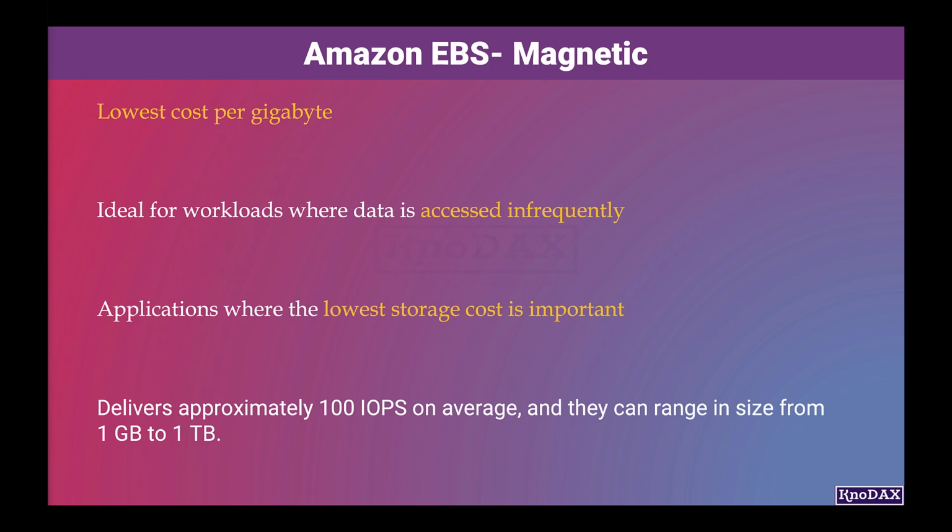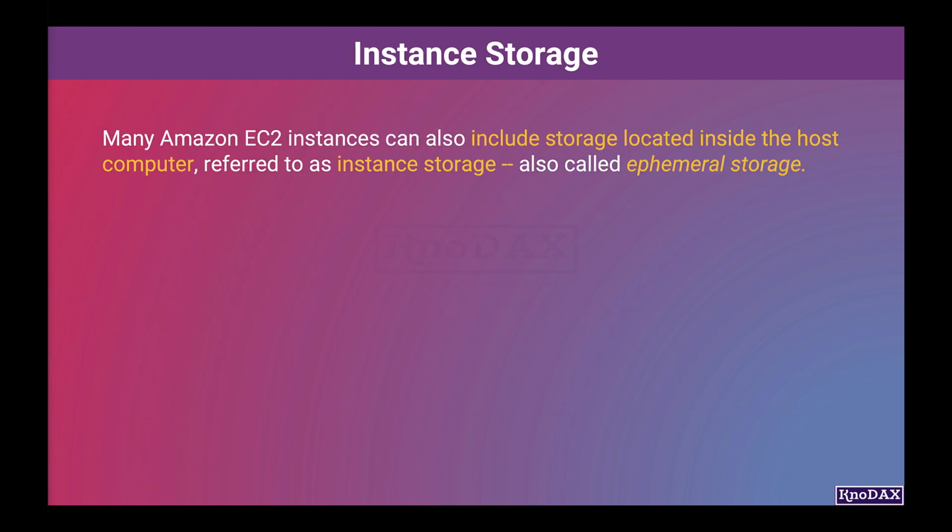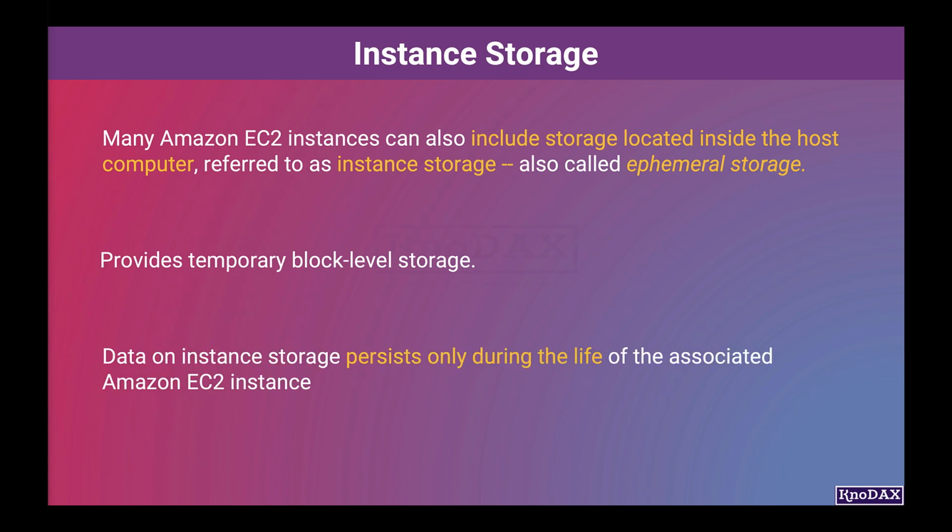Another important storage type is instance storage. Many Amazon EC2 instances can also include storage located inside the host computer, referred to as instance storage. It is also called ephemeral storage because of its transient nature. Instance storage provides temporary block-level storage for Amazon EC2 instances. This means the data on instance storage persists only during the life of the associated instance.